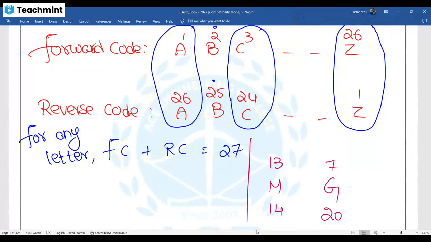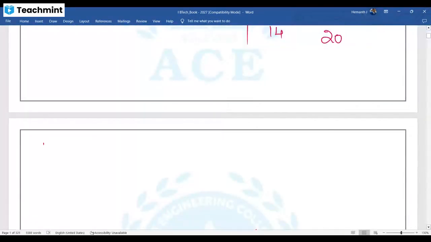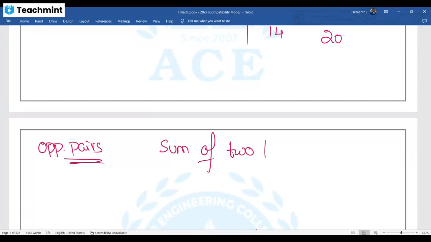So far you came to know forward code and reverse code. There is one more parameter called opposite pairs. What is this opposite pairs? Pair means only 2 letters. The sum of those 2 letters must be equal to 27. That is what we call opposite pairs. The 2 letters' value summation, you have to get 27.